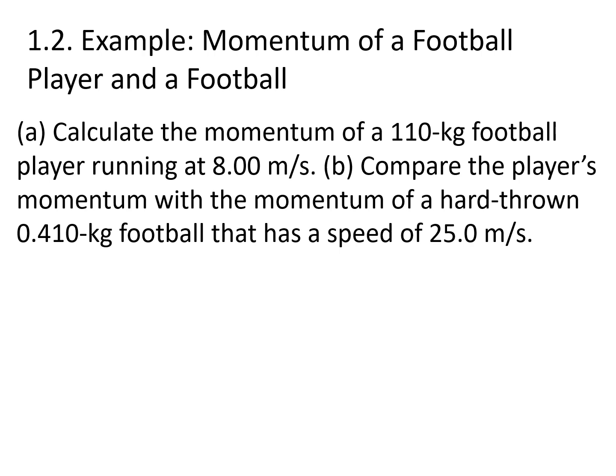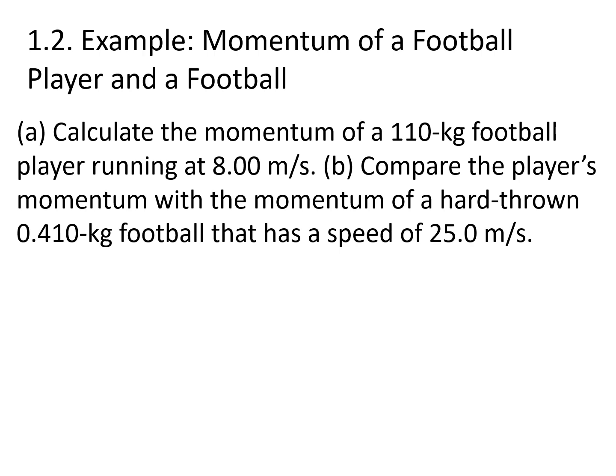In this example, we compare the momentum of two very different objects, a football player and a football. Part A asks us to calculate the momentum of a 110 kilogram football player running at 8 meters per second. Part B asks us to compare that with a hard thrown football with a mass of 0.41 kilograms and a speed of 25 meters per second. Before calculating, let us make a prediction.